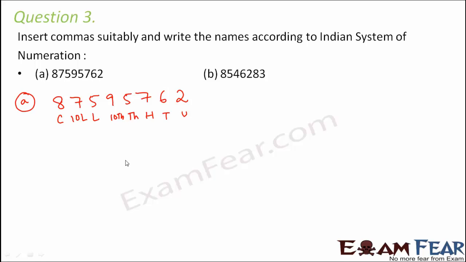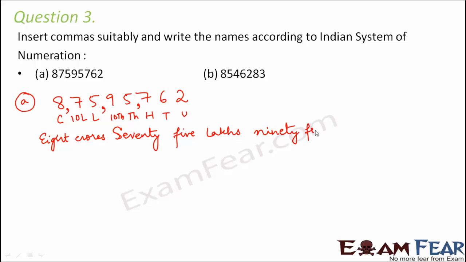Now can you place the commas correctly? We have to separate the crores from lakhs and the lakhs from the thousands and the thousands from the rest of them. So let's separate the crores, then let's separate the lakhs, then let's separate the thousands. So we have placed the commas correctly. Now it's very easy for you to write it. It is 8 crores 75 lakhs 95,000 762.